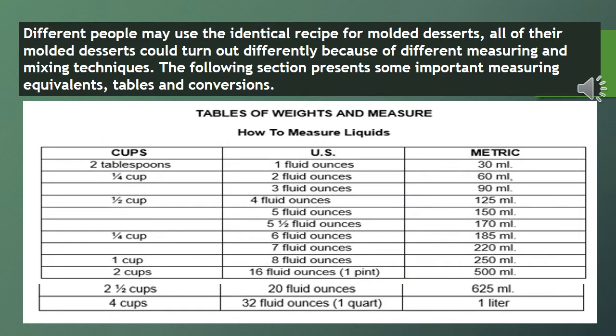Different people may use the identical recipe for molded desserts. All of their molded desserts could turn out differently because of the different measuring and mixing techniques. The following section presents some important measuring equivalents, tables, and conversions. Below are the table of weights and measures. First is how to measure liquid ingredients. It could be measured in cup, or in the US standard system of measurement, or in metric system of measurements.